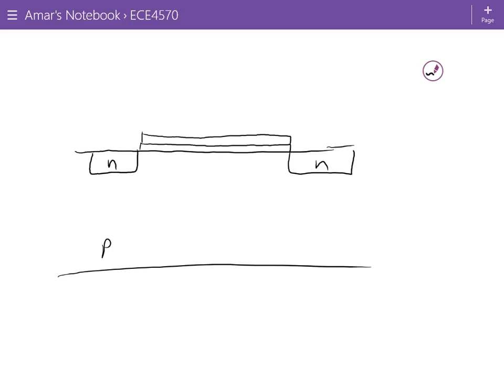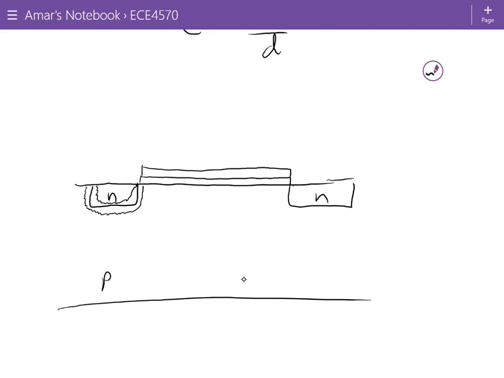So wherever you have this interface between a P and an N, you have a depletion region that forms right around here. Right, so that's one depletion region. Another one forms right here.